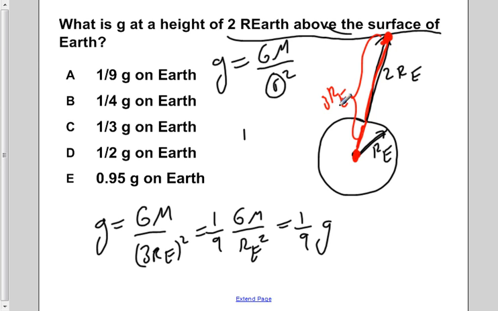So once again, that's why we got 3 R_E and plug that in for R, as opposed to just plugging in 2. If we plug in our 3 R_E here, we find that the acceleration of gravity at a height of 2 R_E above the surface is 1/9 the acceleration due to gravity on the Earth. So our answer is A.